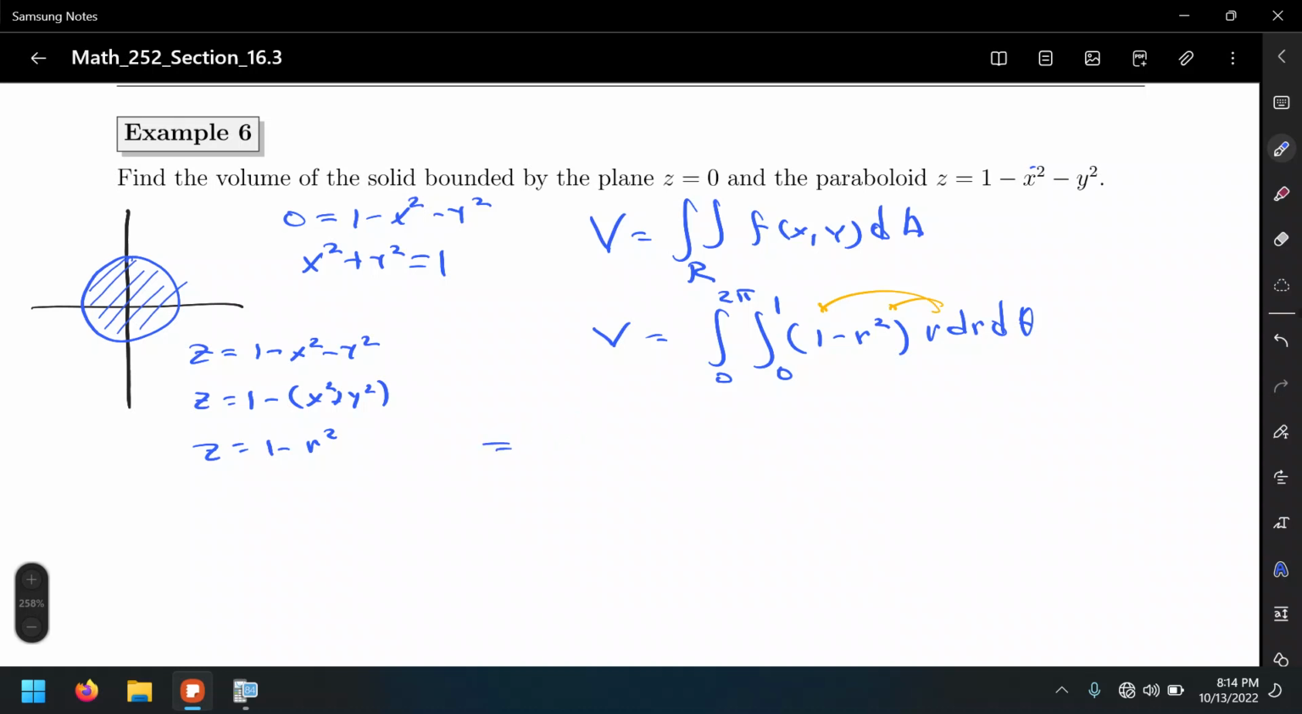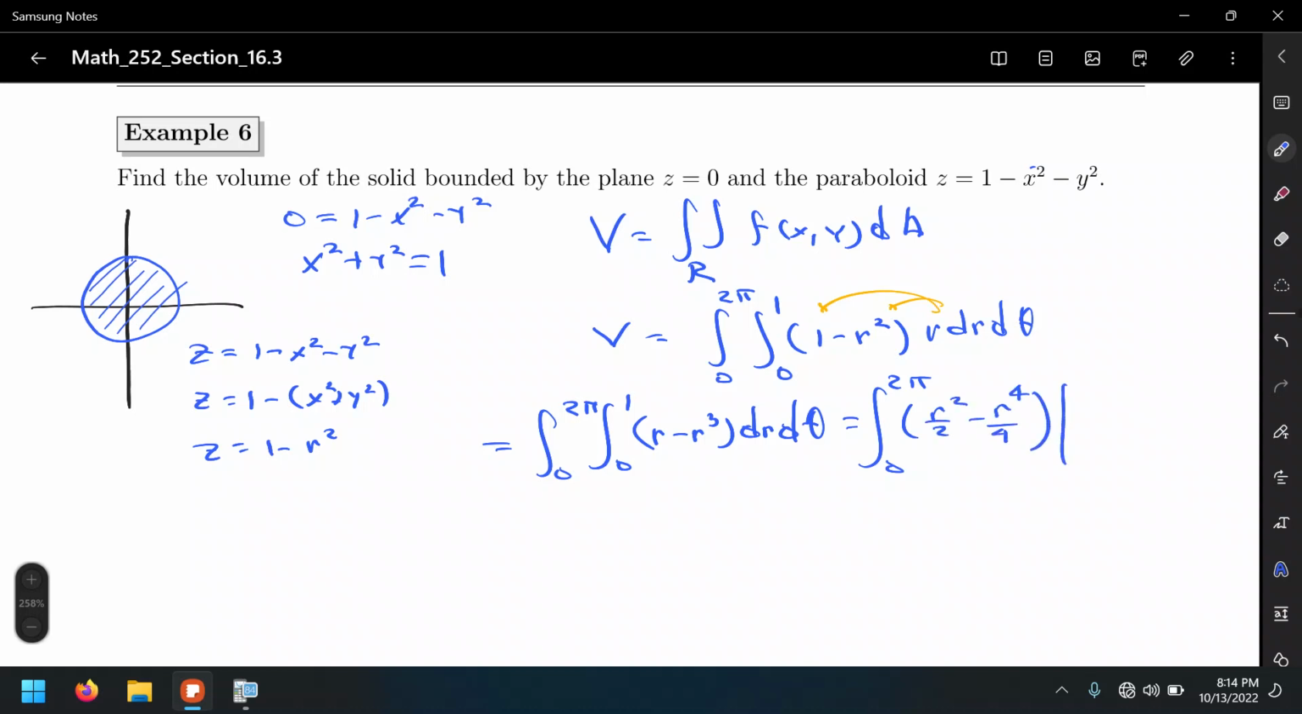So this will be the integral from 0 to 2 pi, integral from 0 to 1, of r minus r cubed, dr d theta. Well, we can go about the integration with respect to r. So that's going to be the integral from 0 to 2 pi, and the integral of r is r squared over 2 minus r to the 4th over 4, and that goes from 0 to 1, with respect to theta.